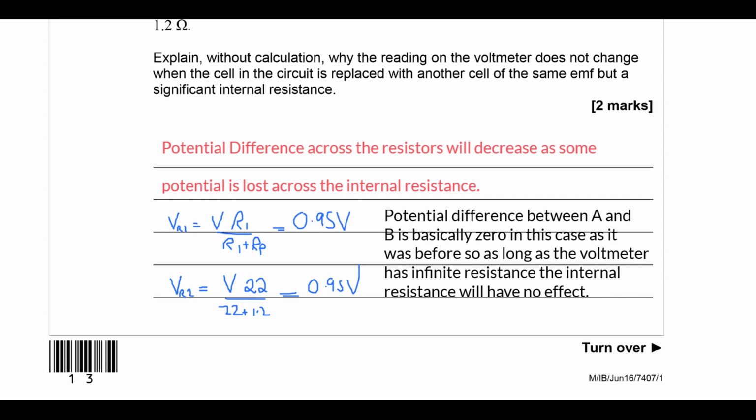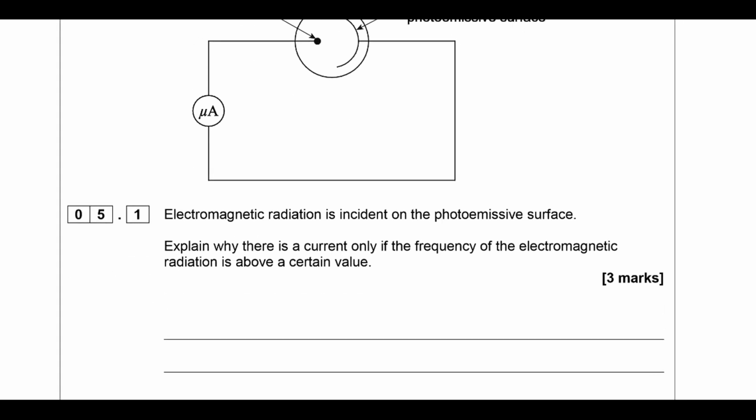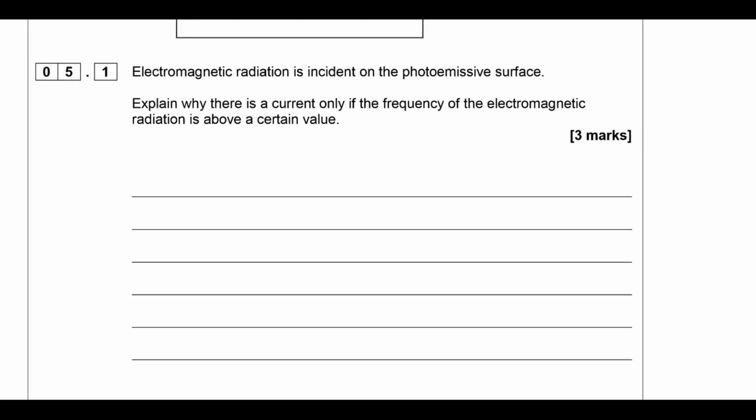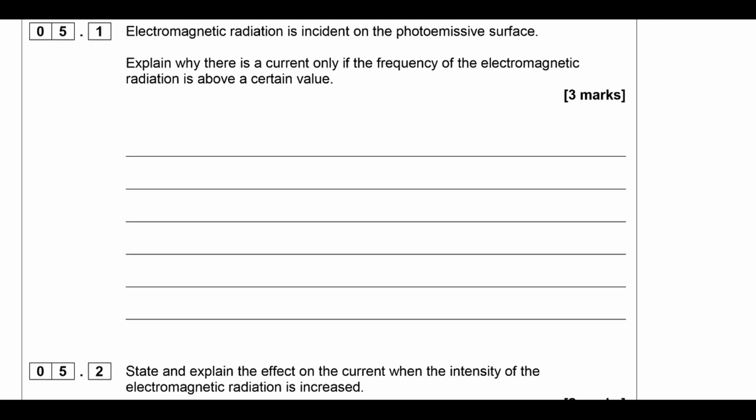Let's move on to question 5. Okay, so we have a photocell which uses the photoelectric effect to provide a current in an external circuit. Essentially, if photons of high enough energy arrive, the electrons can travel to this circuit, and so you get a current flowing. That's how it works. Electromagnetic radiation is incident on the photoemissive surface. Explain why there's a current only if the frequency of the radiation is above a certain value.